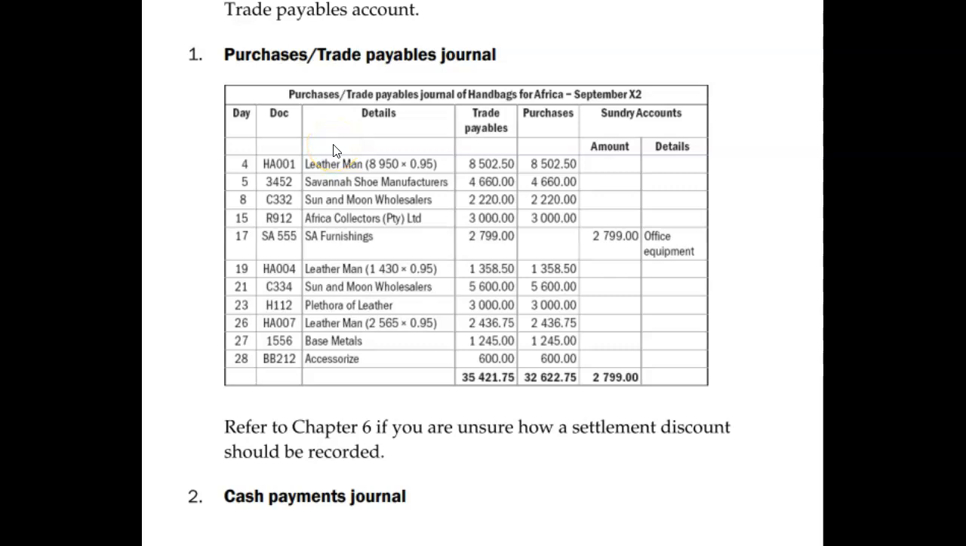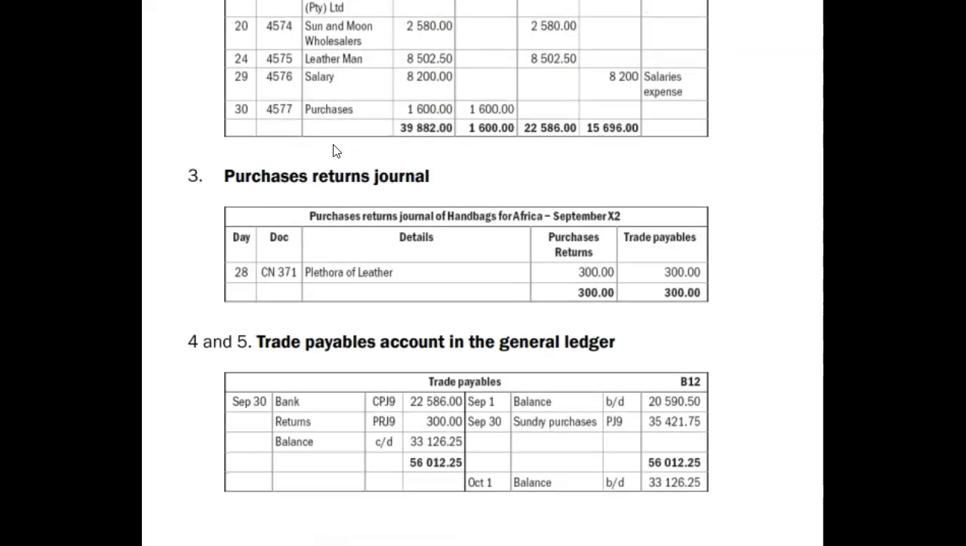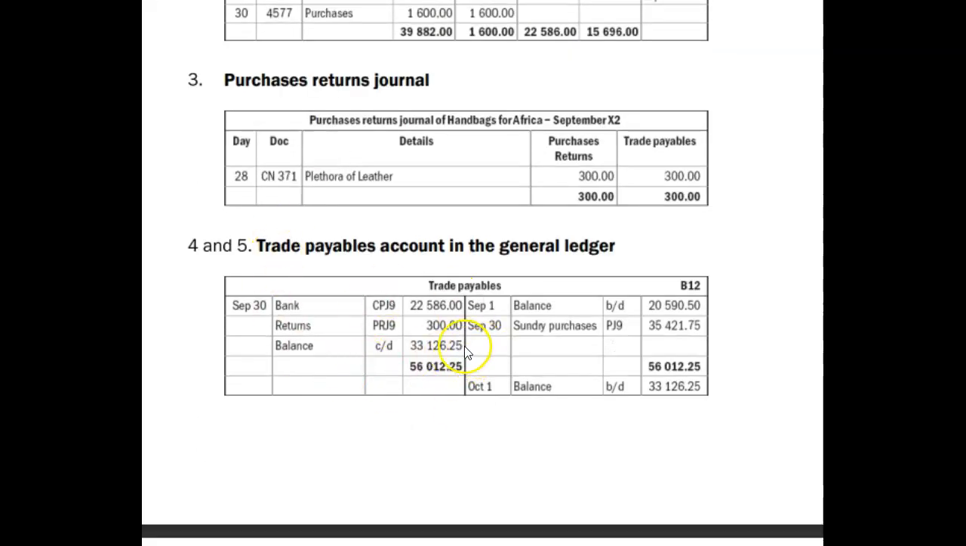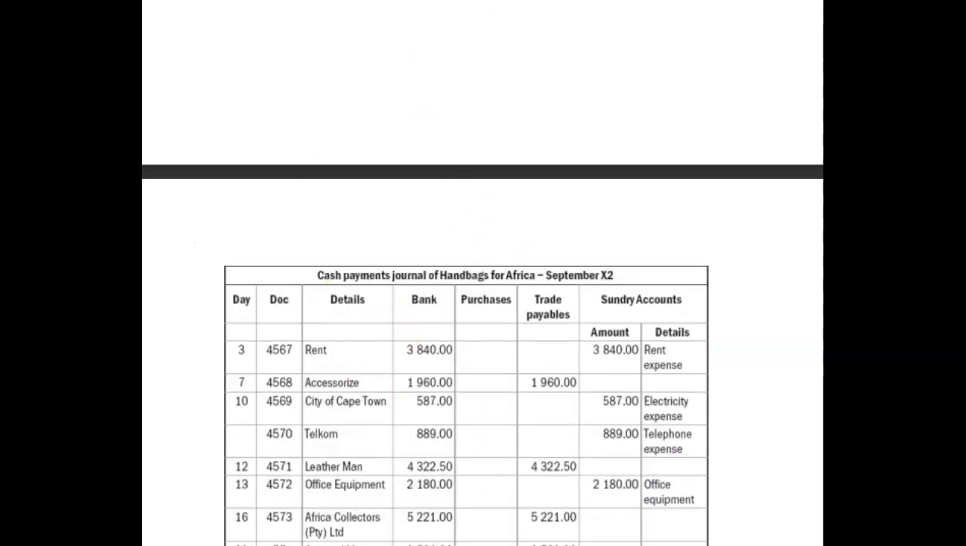Remember, anytime a credit transaction happens, it first goes into these journals. Then it gets posted to the ledger. Then the ledger to a trial balance. So the first thing you need to know is it gets posted to these journals.